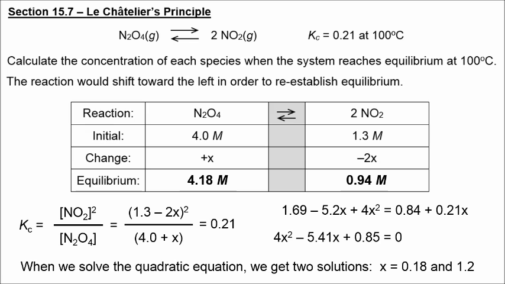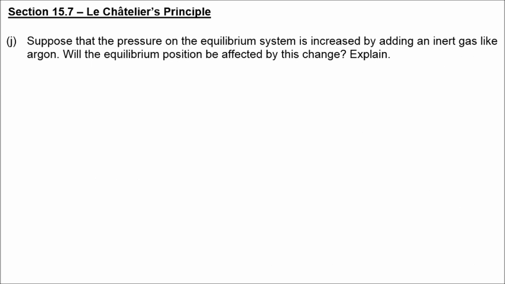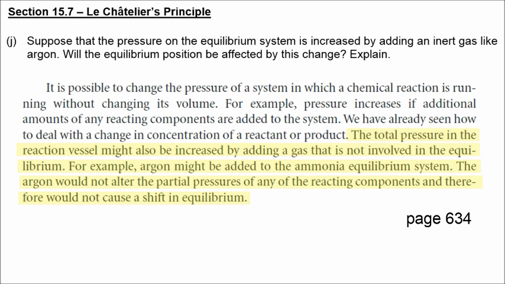So that's why the N2O4 has increased and the NO2 has decreased. We shifted toward the side of the reaction with fewer moles of gas. What if we increase the pressure not by changing the volume of the container, but rather by adding some other gas like argon? Well, the total pressure might go up.